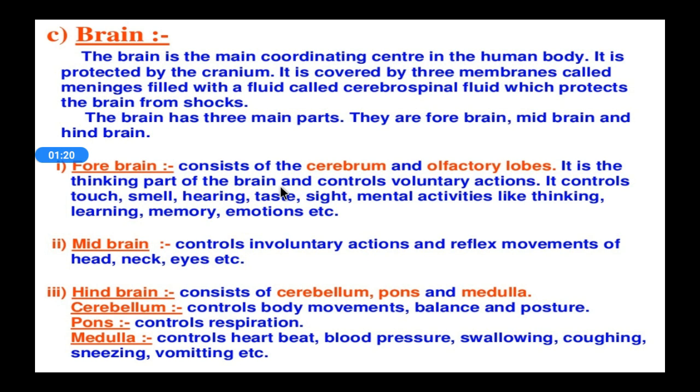Thinking takes place in this forebrain region, and it controls voluntary action. Voluntary means according to our wish. It controls touch, smell, hearing, taste, sight, and mental activities like thinking, learning, memory, emotions, etc. So it is a very important part of the brain, which helps us to think, memorize, learn, etc.